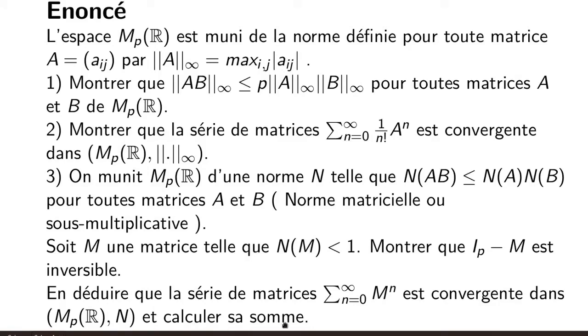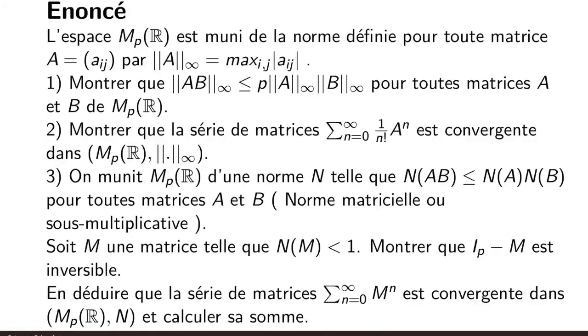It comes out by the first question as posed to us. Show that the infinity norm of the product AB is bounded by P times the infinity norm of A times the infinity norm of B.